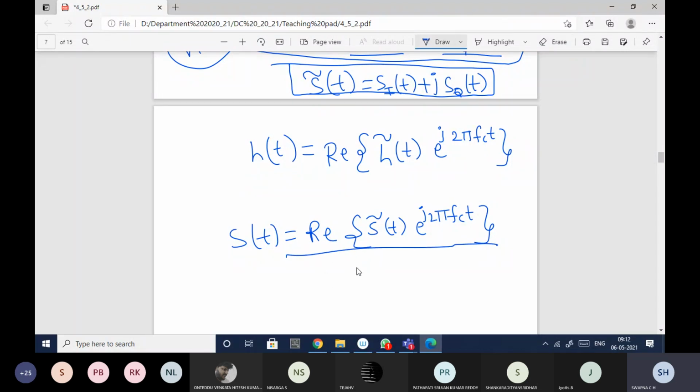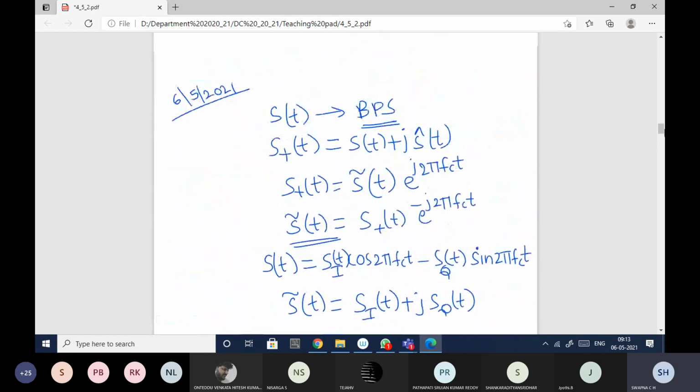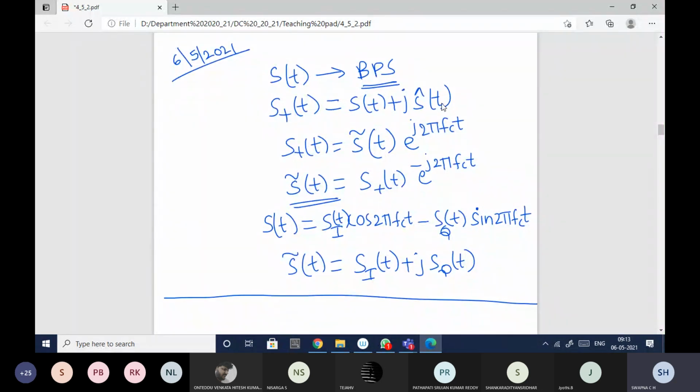If you want, I can just bring this out. Just see this. Initially, s plus of t is nothing but s(t) plus j s cap of t. So I can write s(t) as the real part of s plus of t. This I've already explained, but since you had a one day gap, I am just revising that. So Re of s plus of t, and s plus of t is nothing but s tilde of t e power j 2 pi fct. So this entire thing is nothing but s(t). This is for the bandpass signal.